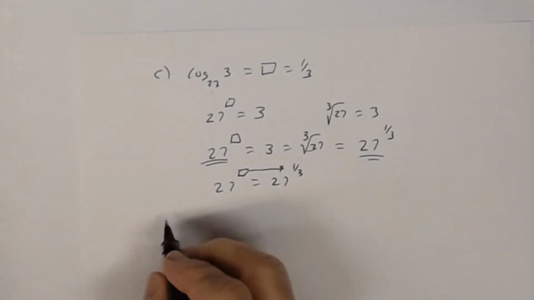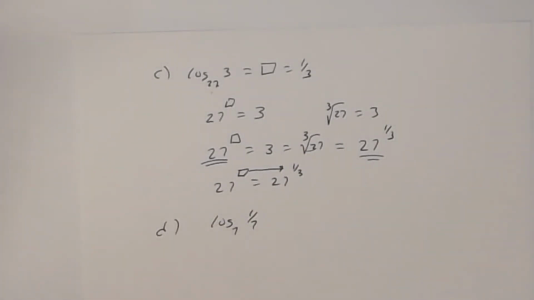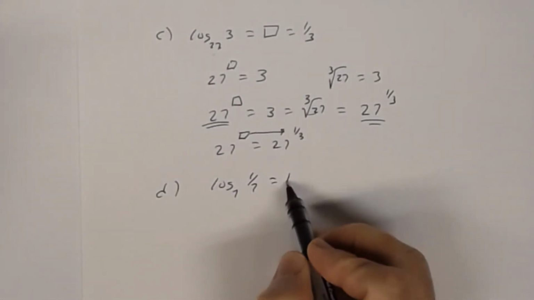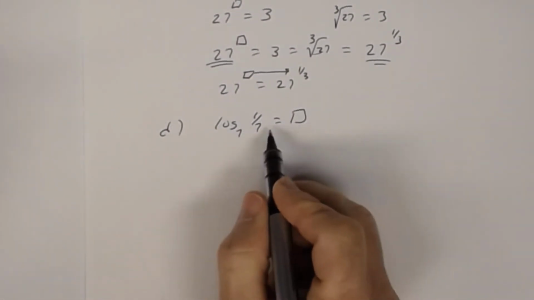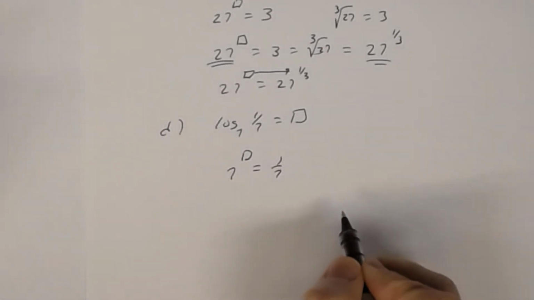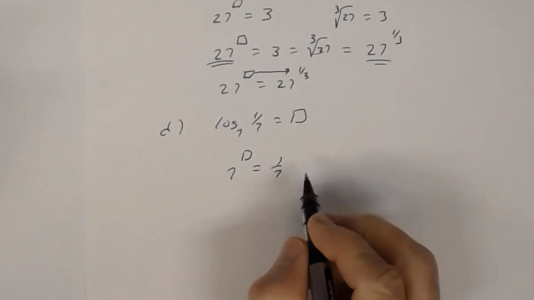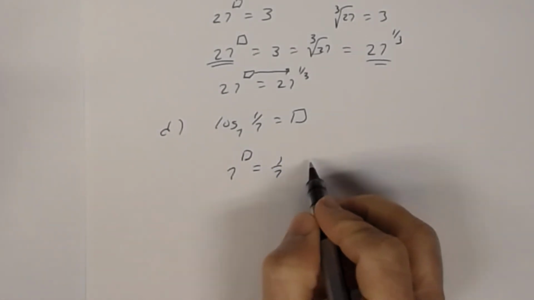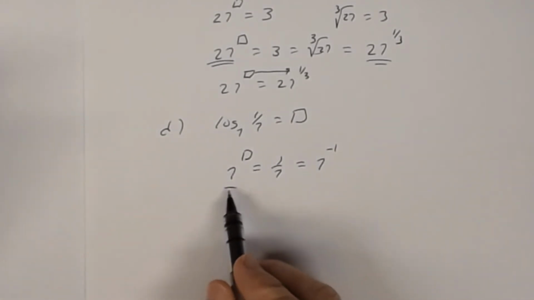In letter D, you have the log base 7 of 1 divided by 7. All right, so let's think about that. So you're trying to figure out what that is without using the calculator. So I know that if I change this to exponential, this is going to be 7 to the box equals 1/7. Okay? Now, I know this from previous courses. I know that 1 divided by 7 means the same thing as 7 to the -1 power.